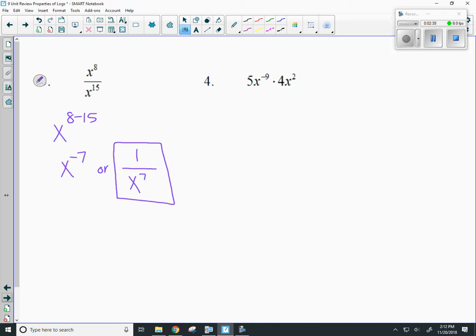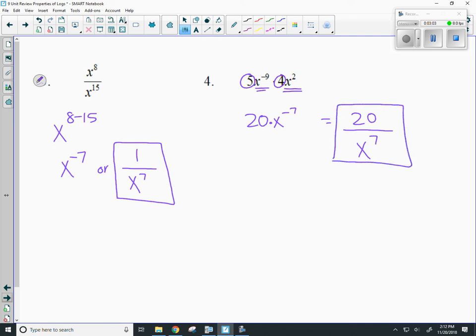And for number 4, you're going to multiply your coefficients together. So 20, and then these, you're going to add the exponents. And so we're in a position where we have 20 times x to the negative 7th, and that 20 doesn't have a negative exponent, so that's going to stay put. But we want to write x to the negative 7th with the positive exponent, so we'll move it to the denominator. And again, you could use that trick for both of those with storing a value for x and making sure your answer is equivalent to the given one.